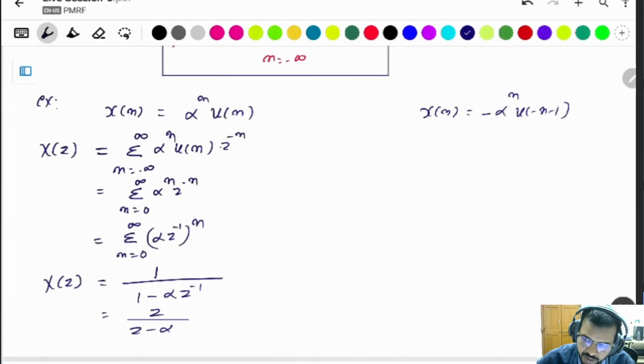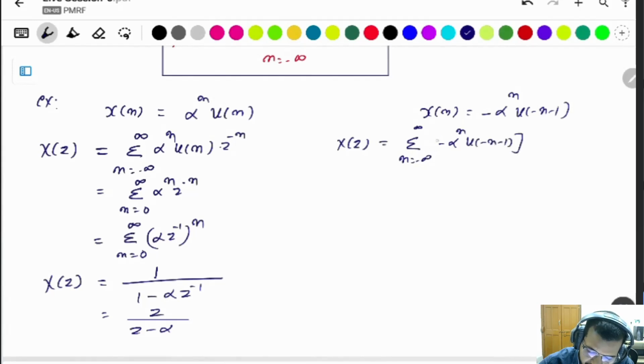In the other case, X(z) is equal to the summation from n equal to minus infinity to infinity. First we write the formula: minus alpha power n u[minus n minus 1]. Here u[minus n minus 1] means the limit will change, n is equal to minus infinity to minus 1. Minus will be common here, alpha power n into z power minus n.